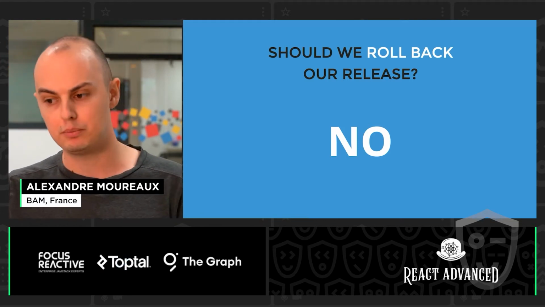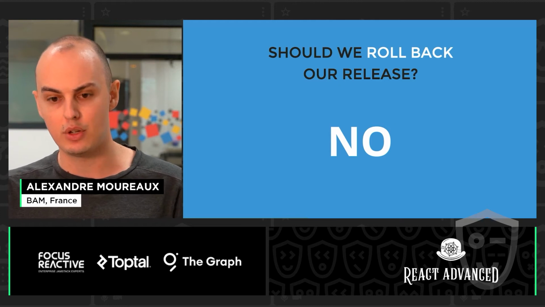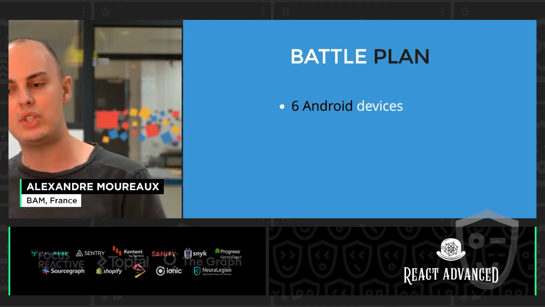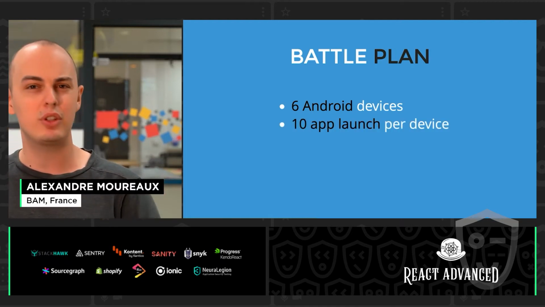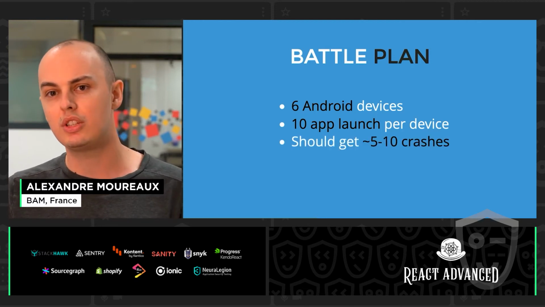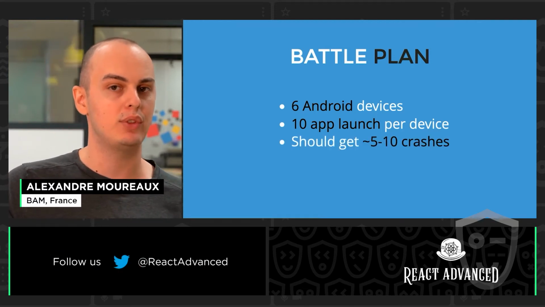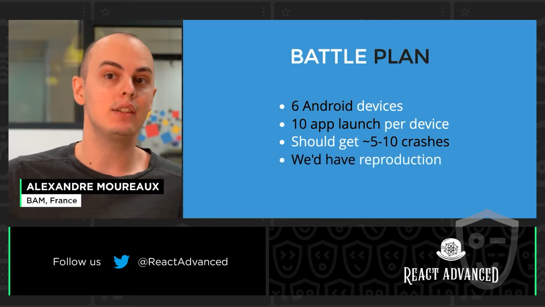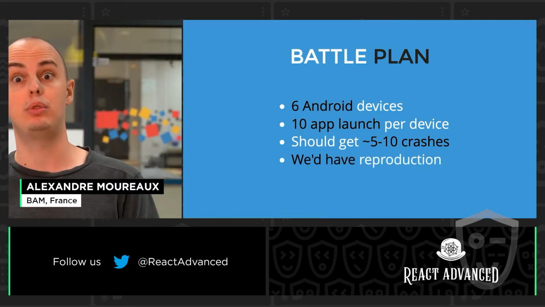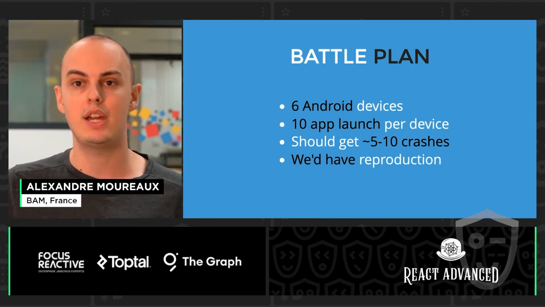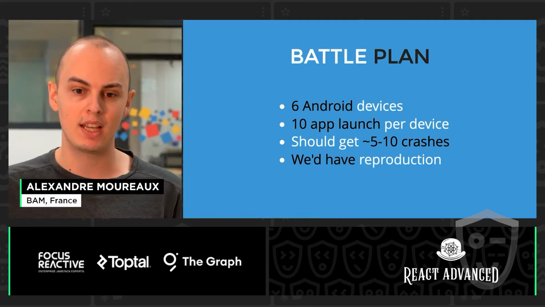So, all right. We know that the crash rate is 10%, so I'm like, okay, I can devise a battle plan. I'm just gonna take 6 Android devices. I'm gonna trigger with a script 10 app launches per device. So statistically, I should get like 5 to 10 crashes, right? And at least that would be some kind of reproduction. I would be able to finally see the issue. And if I get a fix, then I would be able to test it out.